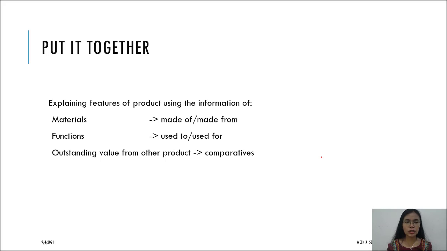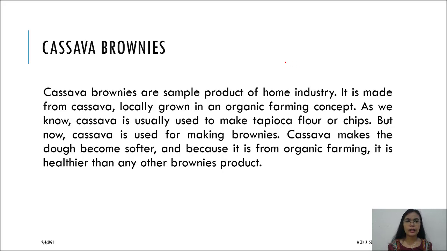And for functions, you use used to and used for. Used to is followed by verb 1 and used for is followed by verb-ing. And then for outstanding value from other products, you're using comparative degree, or comparatives, using er for short syllable adjectives, and using more or less for the longer syllable adjectives. Okay, so these are the grammar discussion. Now we will look at the examples over here.